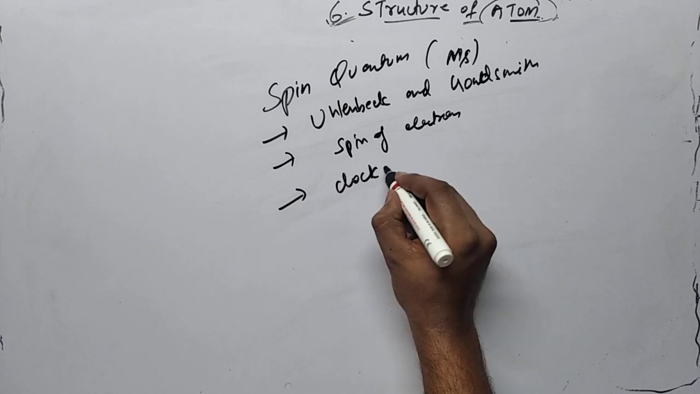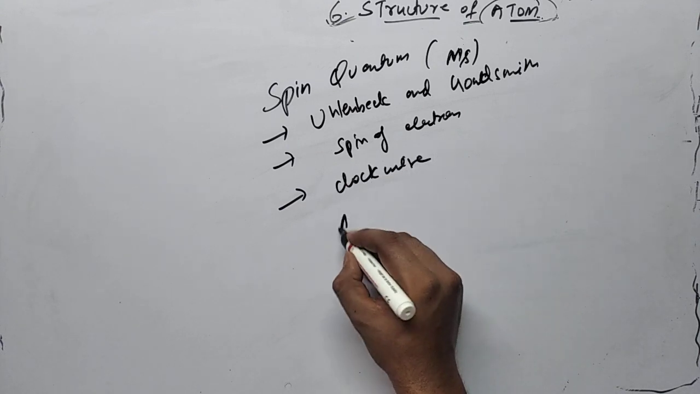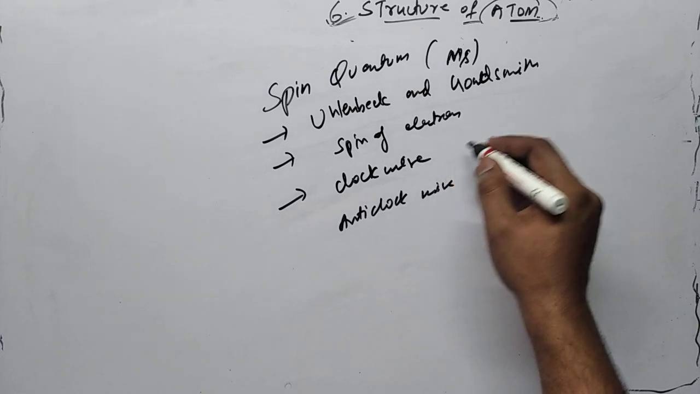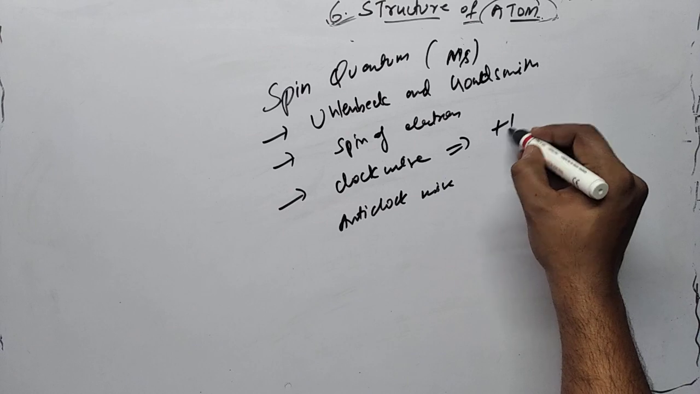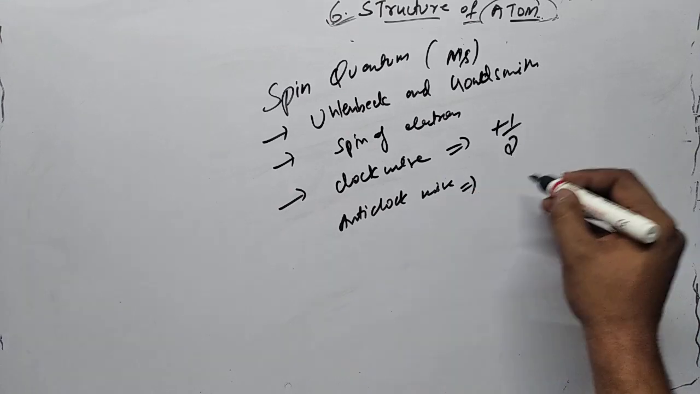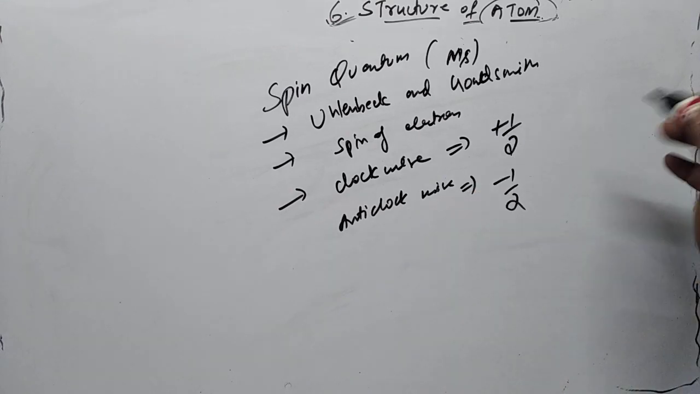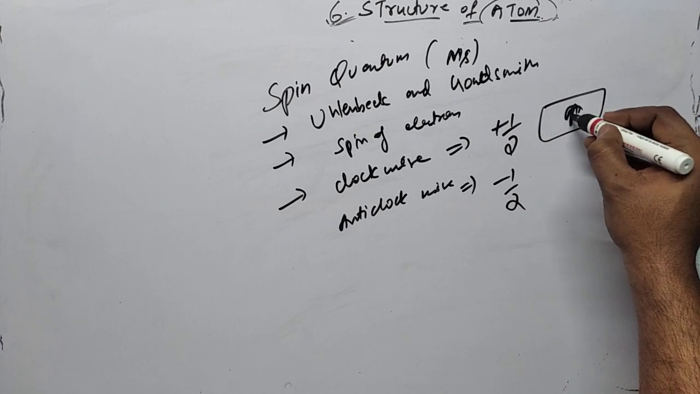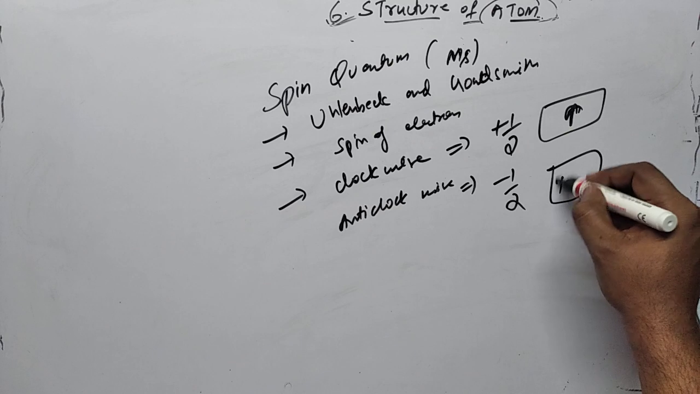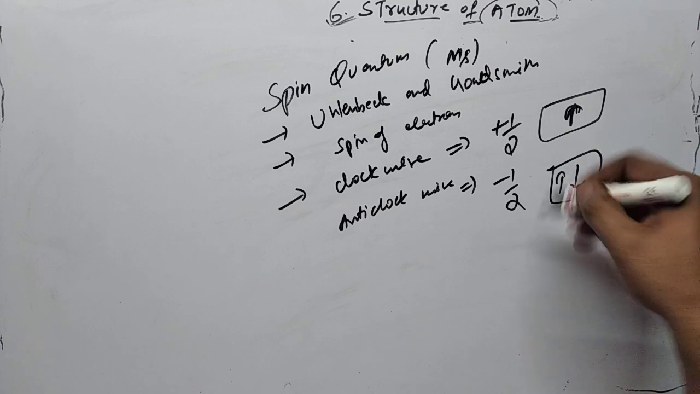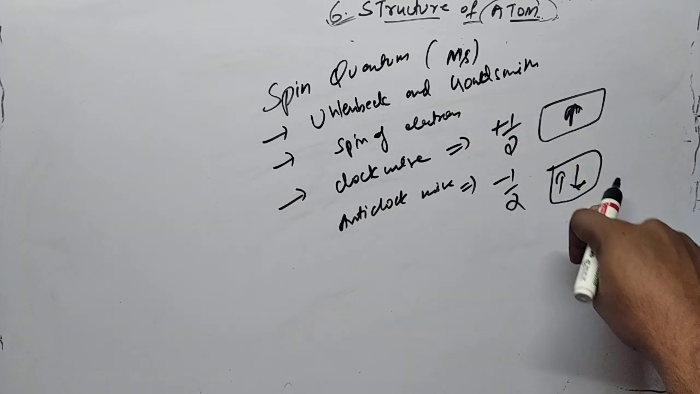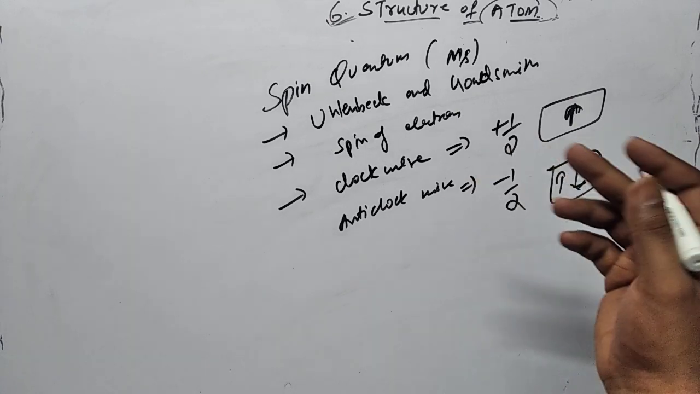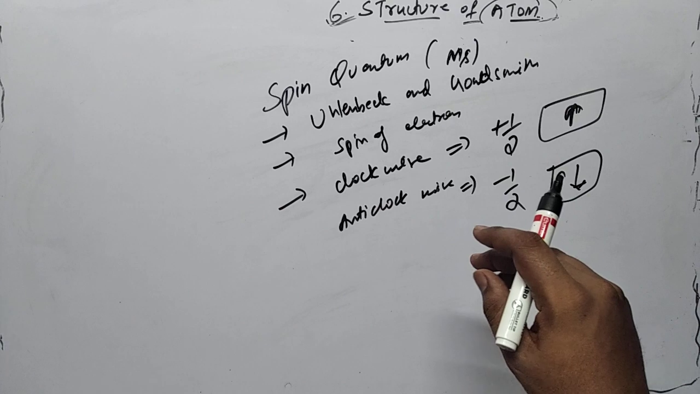It has 2 values: one for clockwise and the second for anti-clockwise. Whenever an electron is revolving clockwise, we write +1/2. When an electron is revolving anti-clockwise, -1/2. In an orbital you may have an upward direction; when you have an up arrow, this is clockwise, and for the other electron it will be anti-clockwise, -1/2 value. Okay, so this is about the quantum numbers. In the next video I will tell you the 3 rules.